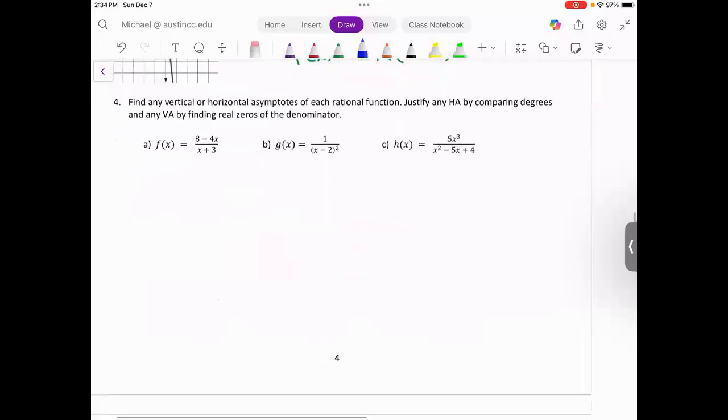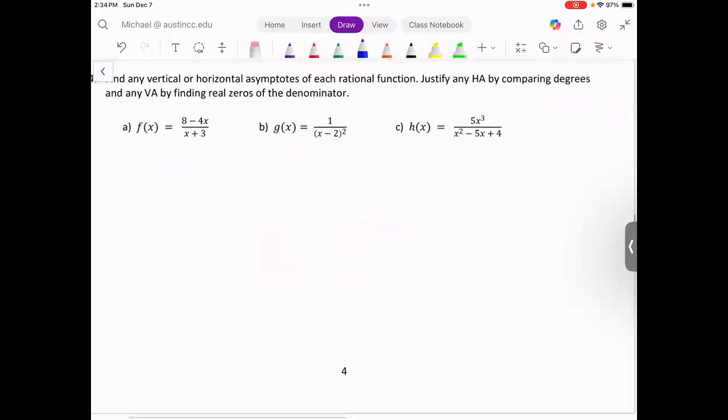For each of these rational functions, we are going to find any vertical asymptotes or horizontal asymptotes. So for the first function, f of x equals 8 minus 4x divided by x plus 3, our vertical asymptotes are where the denominator can equal 0. So all we need to do is set the denominator equal to 0 and solve for x. So we know we have a vertical asymptote at x equals -3.